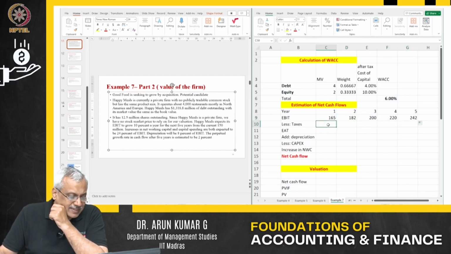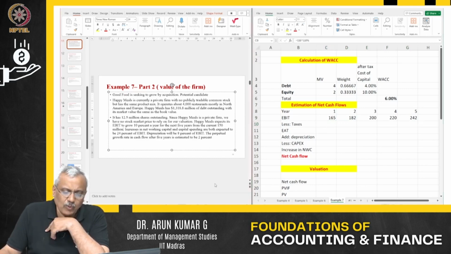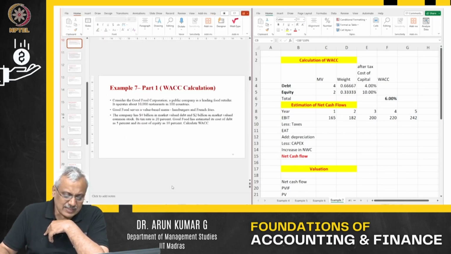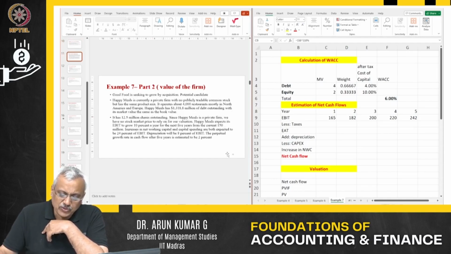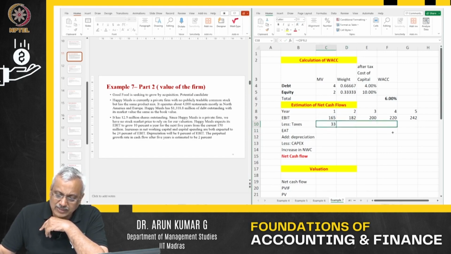What are the taxes in this company? If you look at it, once you acquire this company, what is the tax rate? Tax rate is 20% for you. Look at the previous example, the previous slide. The same tax rate continues for you. So your taxes are about 20% of the EBIT here. So I have my taxes here.